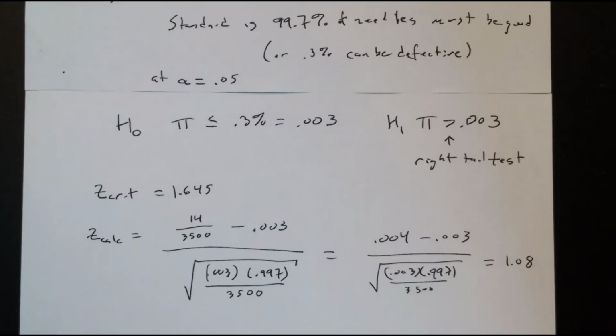Do I reject or not? We don't, because P hat is not bigger than P. My cutoff is 1.64 and I'm at 1.08. The rejection region for a right tail is way out to the right, so I'd have to be beyond my cutoff. I'm not there.